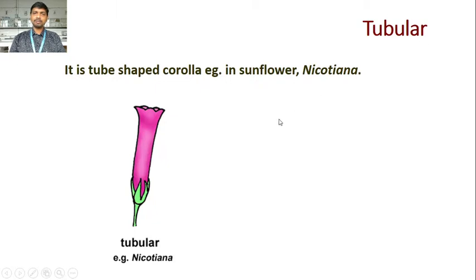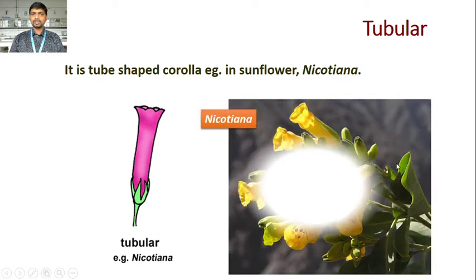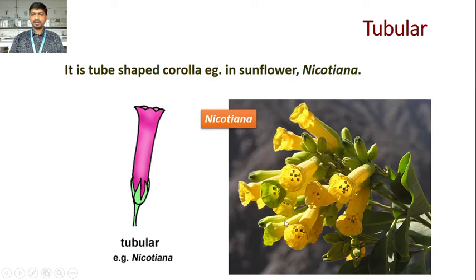Next to this is the tubular corolla. This tube-like structure that we see, a tube-shaped corolla, we see in the sunflower and Nicotiana. So the name given to the corolla is a tubular corolla, where all the petals are united. It is a gamopetalous actinomorphic corolla, where the shape of the corolla is tube shape. This is the photograph of Nicotiana flower, where the tubular or tube-shaped corolla has been clearly seen.